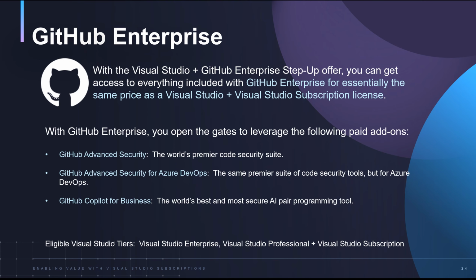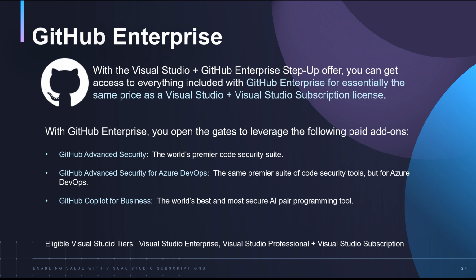Visual Studio Professional and Visual Studio Enterprise also give you the ability to have a free step up to GitHub Enterprise as well. So if you're interested in using GitHub Enterprise for your dev test and DevOps capabilities, those two SKUs of Visual Studio give you access to GitHub Enterprise. And once you have GitHub Enterprise, you also have access to a number of other pieces of software that you can add on from a paid perspective.